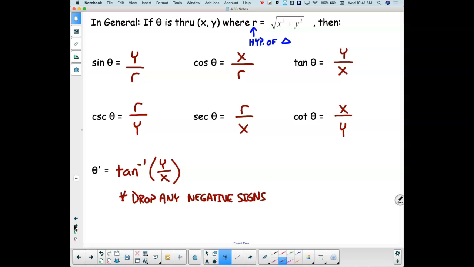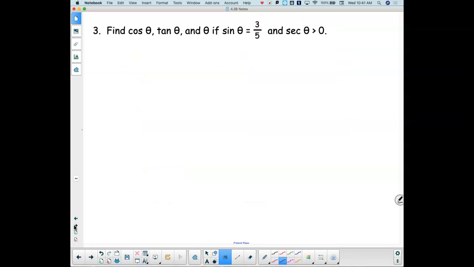Okay? Which then makes it become, if we drop the negative signs, now it becomes exactly like what we just were doing on those last two examples. Okay? With that being said, with you having this written down, I would like you to now try this one. Find me the cosine, the tangent, and theta if the sine of theta is 3/5 and secant of theta is positive. It's a little different twist on the exact same problem.